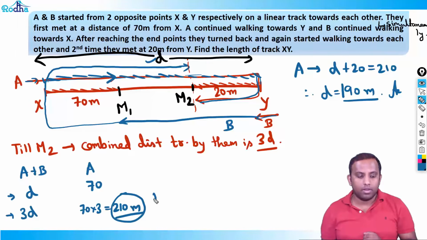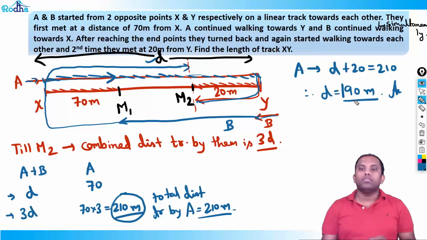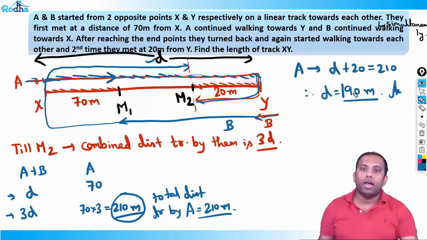So the total distance traveled by A is 210, right? That means from here to here, he travels a distance of 210. And the diagram says the distance traveled is D plus 20. So D plus 20 equals 210. So D is equal to 190 meters. That's the answer for this question. Correct? Okay.